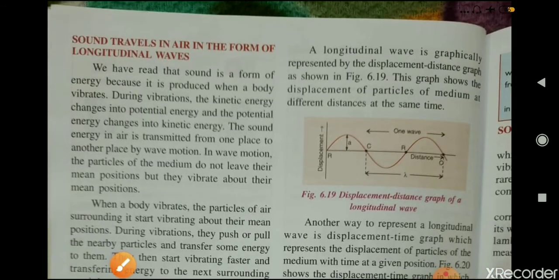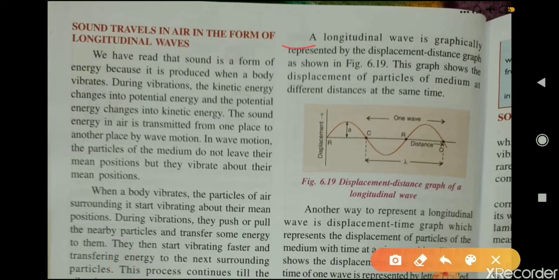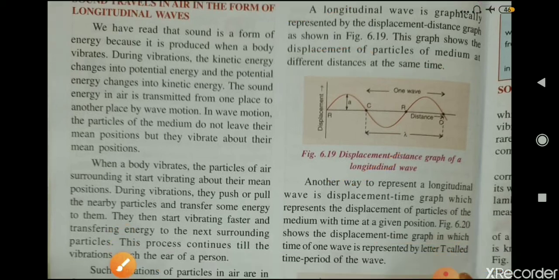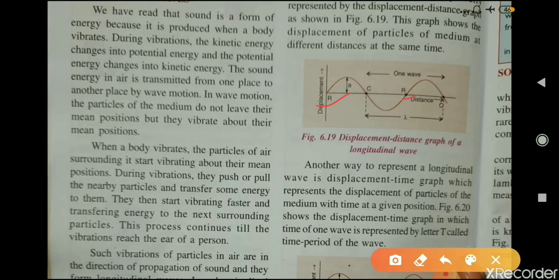A longitudinal wave is graphically represented by the displacement distance graph, as you can see here. This graph shows the displacement of particles of the medium at different distances at the same time. These are the rarefaction points, and this is the compression point. So one wave is completed either from rarefaction to rarefaction or from compression to compression.